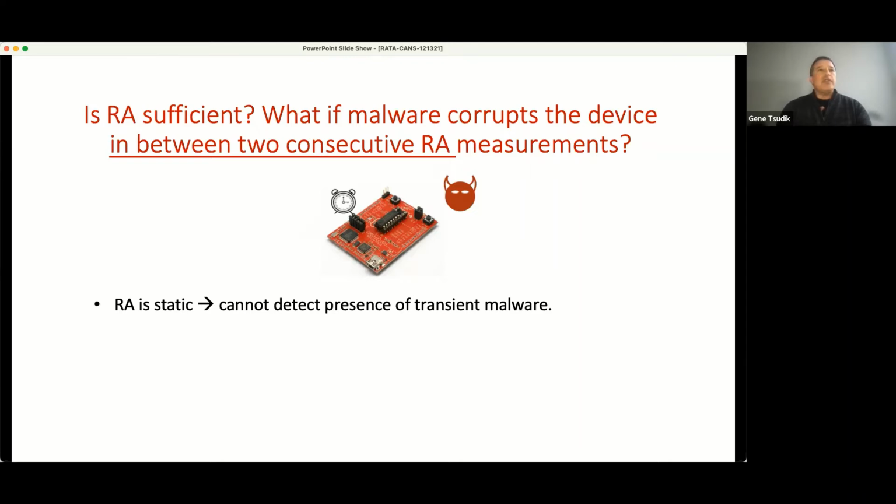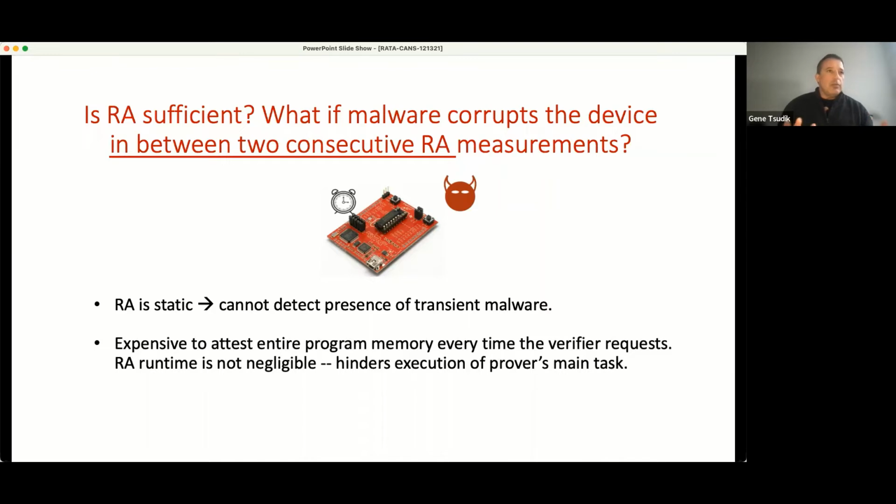Now, remote attestation, the way I described it, is a static function. It tells you what is there right now. It doesn't tell you what is on the device 2 seconds from now or what was on the device 30 minutes ago. It just tells you what is there right now. So it cannot, by definition, detect the presence of this migratory transient malware, because the device simply does not retain information about there having been malware.